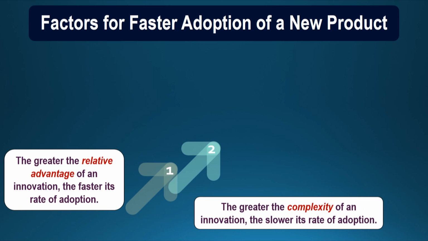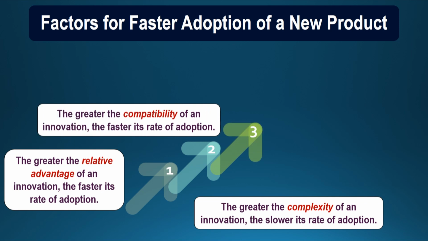The greater the complexity of a product or innovation, the slower the rate. Definitely, if you have a version of Windows which is very user friendly, you will adopt that much faster than something which is very complex and takes time to learn and time to do. So this is an example of complexity actually slowing down the adoption of the innovation.